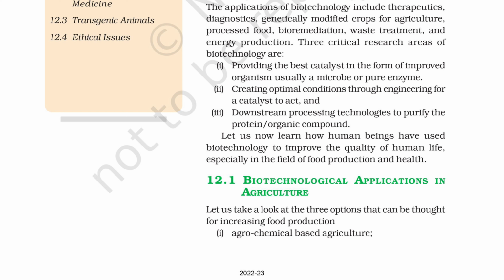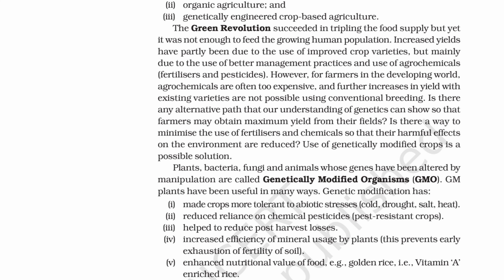Biotechnological applications in agriculture. Let us take a look at the three options that can be thought for increasing food production. 1. Agrochemical-based agriculture, 2. Organic agriculture, and 3. Genetically engineered crop-based agriculture. The Green Revolution succeeded in tripling the food supply, but yet it was not enough to feed the growing human population. Increased yields have partly been due to the use of improved crop varieties, but mainly due to the use of better management practices and use of agrochemicals, fertilizers and pesticide.